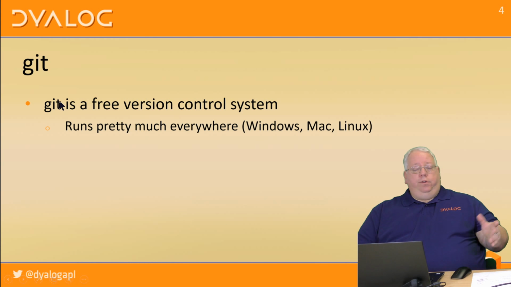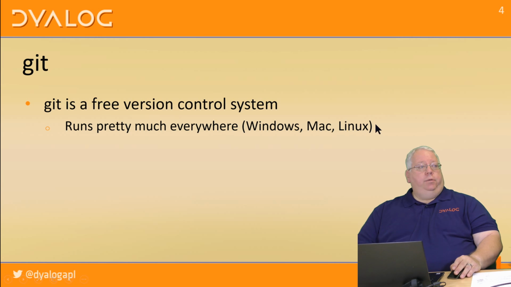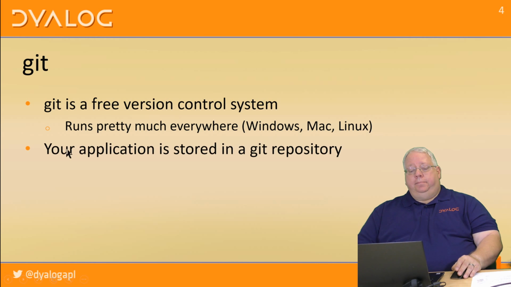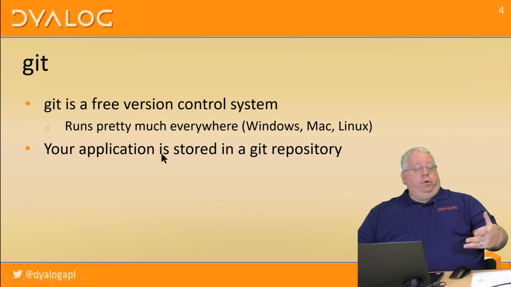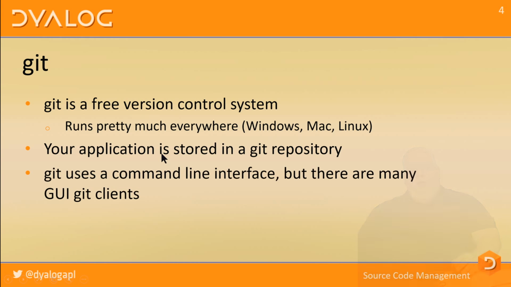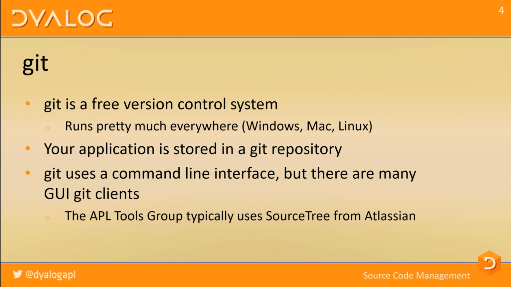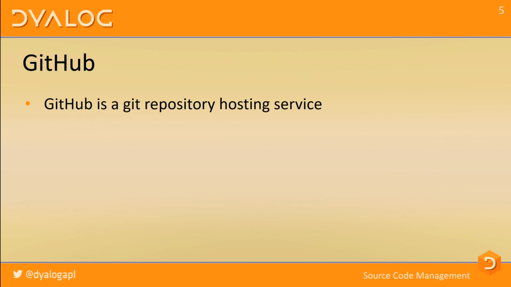So Git is a free version control system. It runs everywhere, including on the Pi. Your application is stored in a Git repository, and it has a command line interface, but there are also a lot of GUI clients that are available. And the one we happen to use is called SourceTree. And GitHub is a Git repository hosting service.